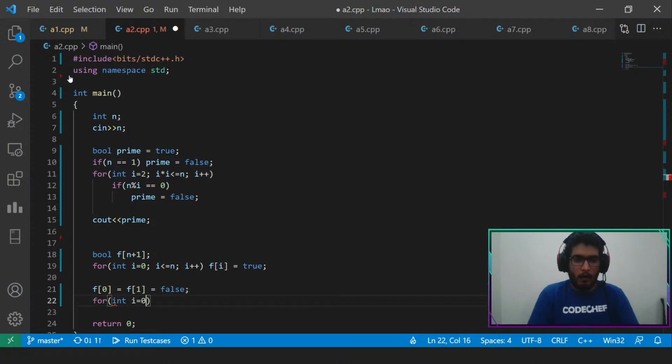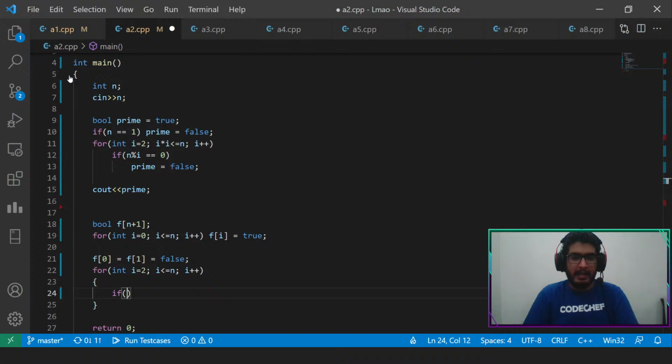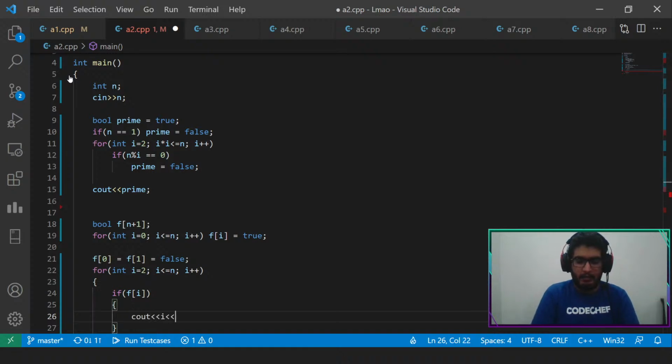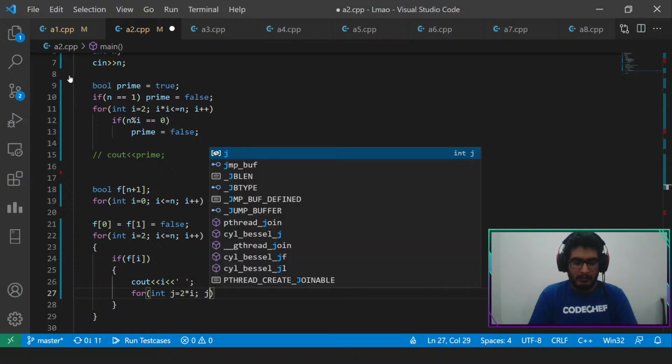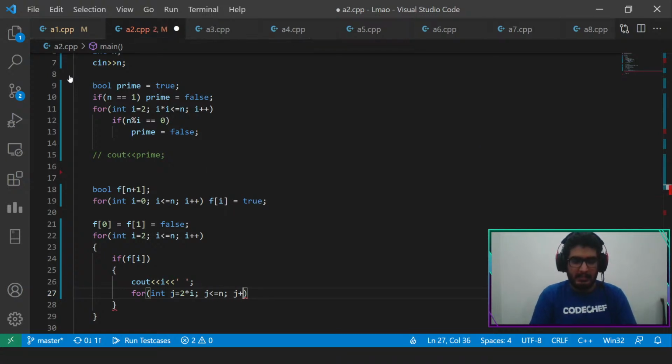What I do now, I start from 2, I go up until n with i plus plus, right? And if f[i], that means my i currently is a prime number. Let's output that prime number here, and let's output all of the prime numbers here. Now I just have to cancel out the multiples of this prime, right? So to do that, I would go like this: j is equal to 2 star i, j less than or equal to n, and j plus equal to i.